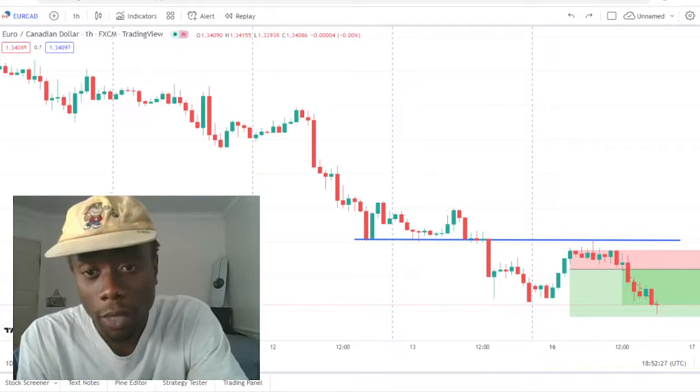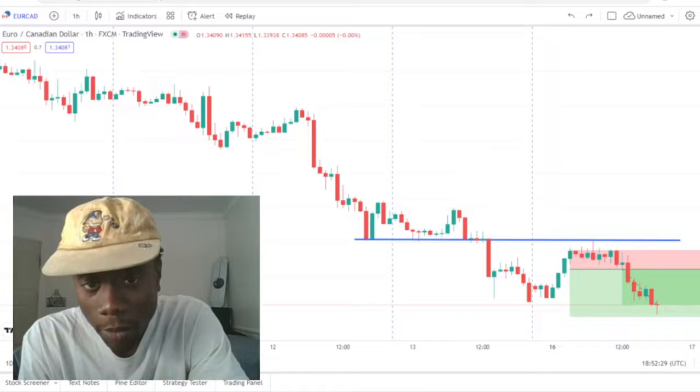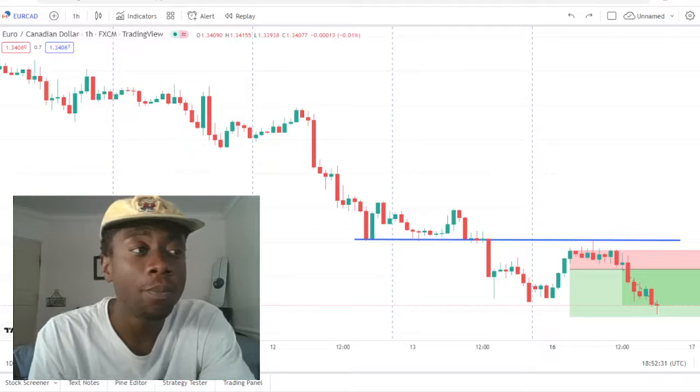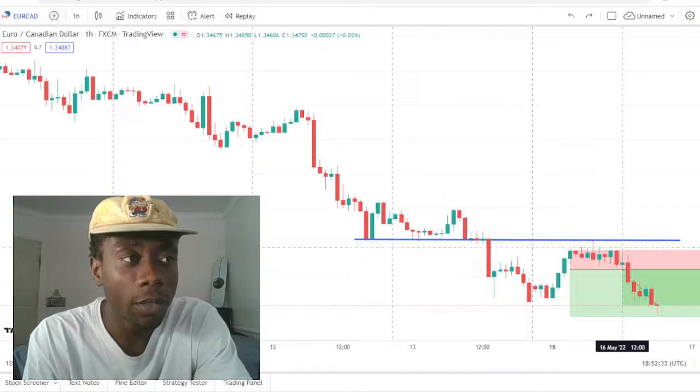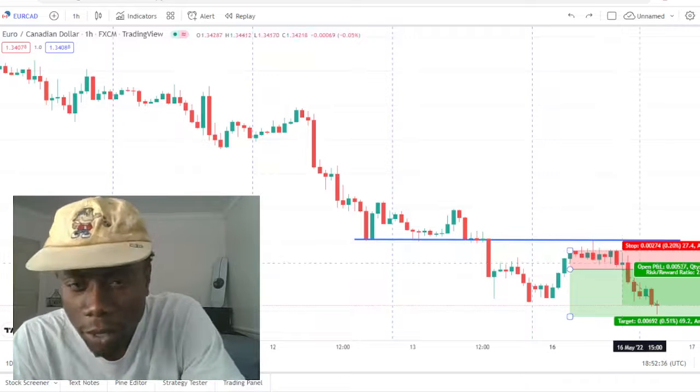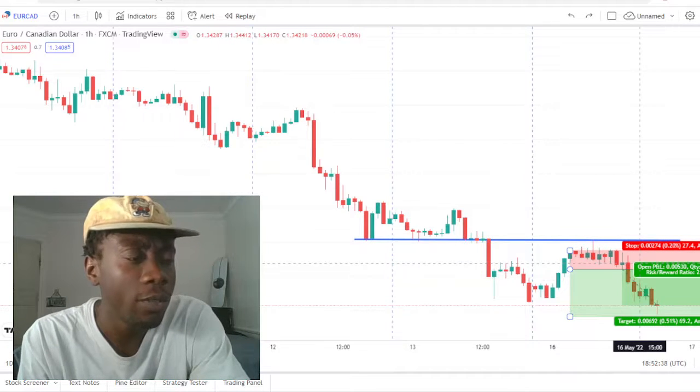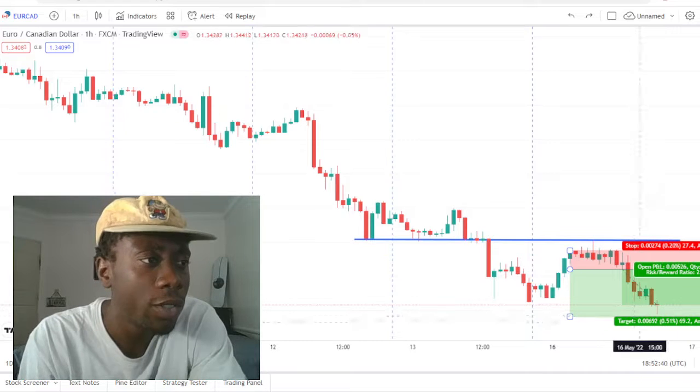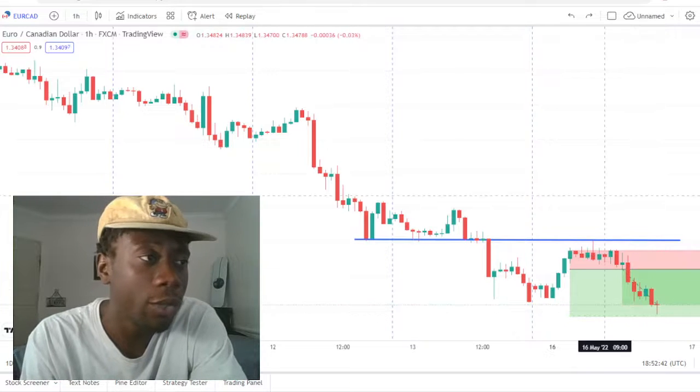Now at this point, obviously, I took my trade right here and set my stop relatively close above this level right here. And this trade was about at 2.5 to 1. So as far as the profit goes, it was relatively good.